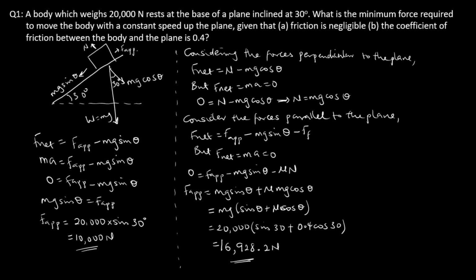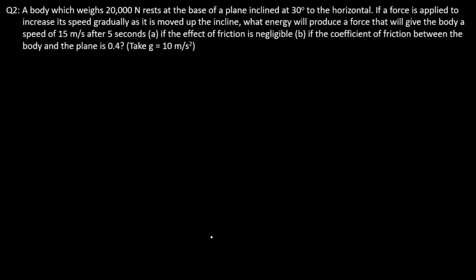Alright, now let us take a second question. So this one says a body which weighs 20,000 newtons rests at the base of a plane inclined at 30 degrees to the horizontal.